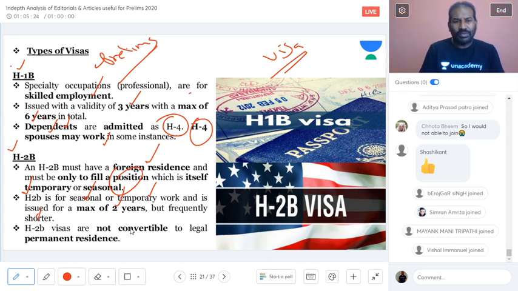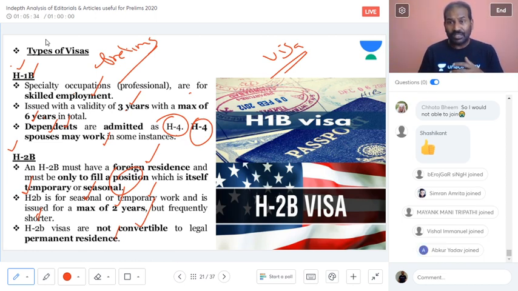Fine. And H2B visas are not convertible to permanent residence, whereas we often see H1B visas, if they are held for 3 to 6 years, and then later on, depending upon the situation and the demand of the company for that particular skilled employee, there could be a possibility of extension of the H1B visa. In that case, the H1B visa holder can go ahead with applying for permanent residence. But in regard to the H2B visa, there is no possibility that the person holding it can convert to permanent residence.